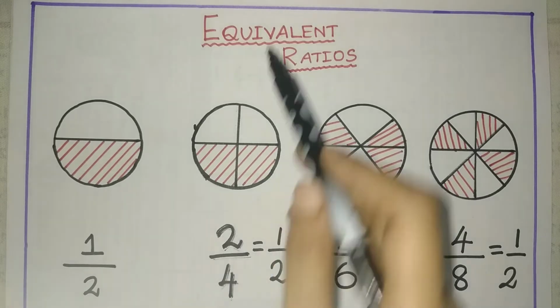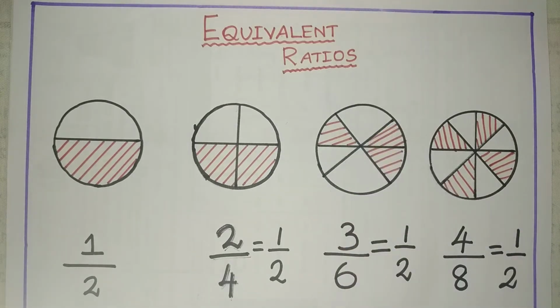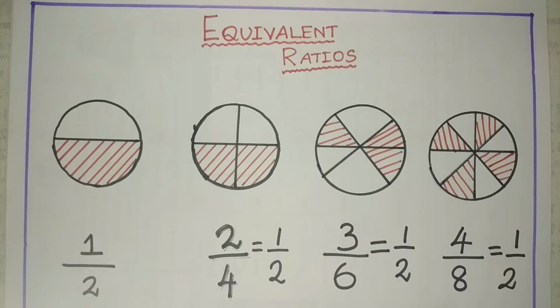So equivalent ratio is nothing but two ratios which express the same relation in terms. I repeat, equivalent ratio is nothing but two ratios which represent the same relation in terms. So here 1/2, 1/2, 1/2 and 1/2. These are called equivalent ratios.